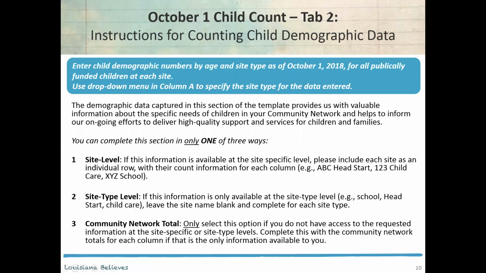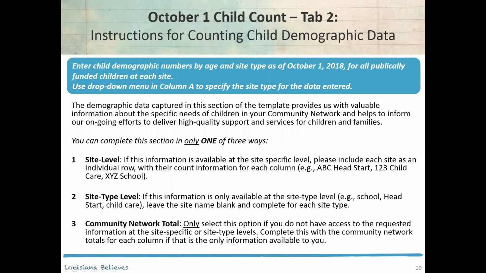So now we're going to take a look at the actual template. On your screen is a screenshot of just a small portion of what the template looks like. To complete it, you are going to count children enrolled as of October 1st and return the completed template to us by October 31st. You'll count children served with public funds only once and in only one category, as we discussed previously. And as you know, this year we only sent out the blank template to you.